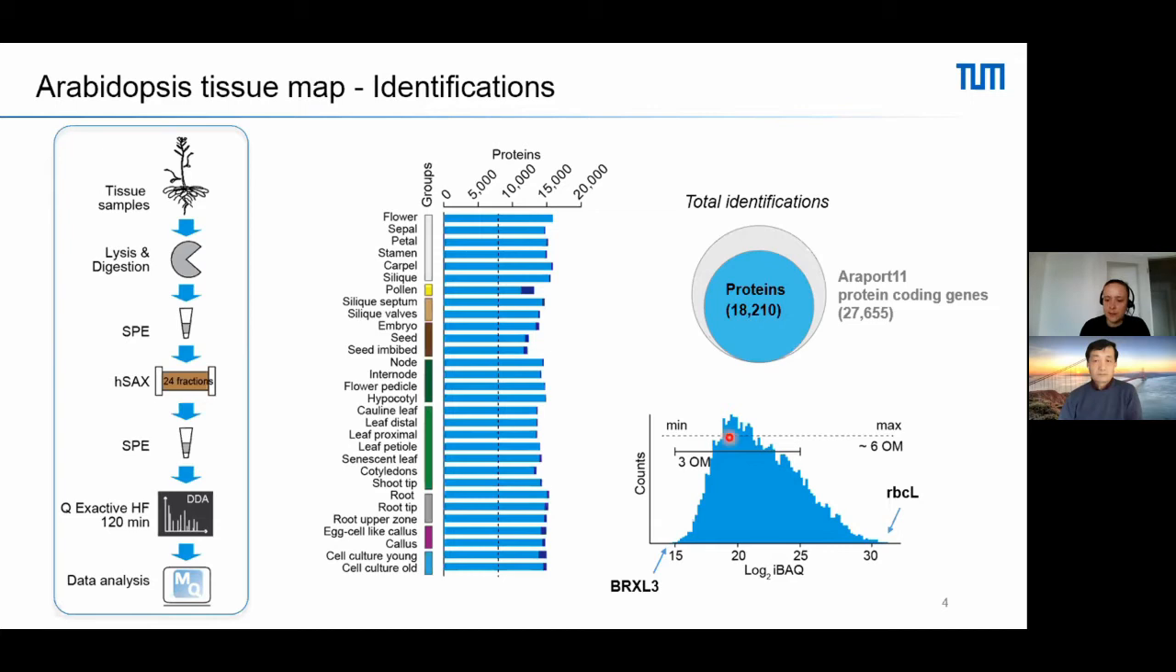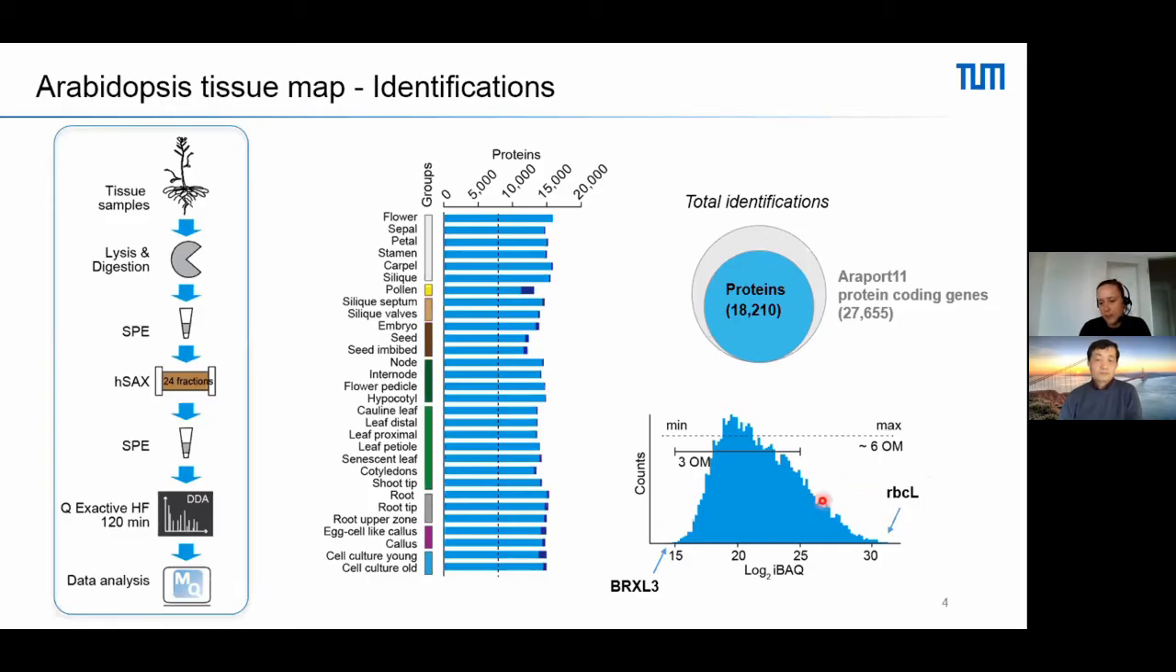All of these proteins also had very different intensities. Here you can see they span several orders of magnitude in our study. For example, we had BREVIS RADIX-like 3 identified on average as the protein with the lowest intensity, and the large subunit of Rubisco was identified as the protein with the highest intensity.